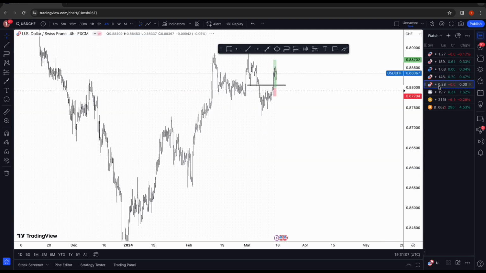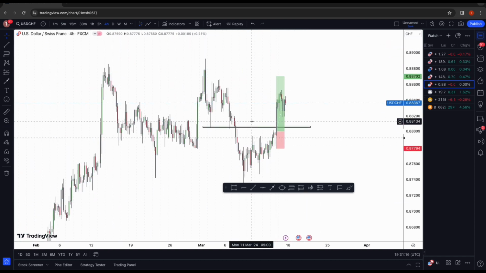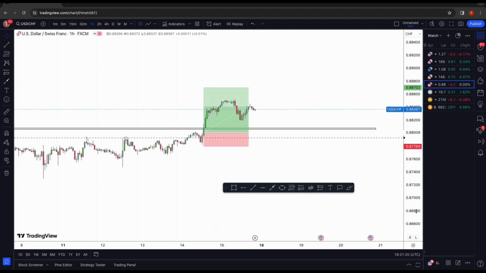Okay, last pair. US Swiss. So this trade I've got put on here was my only trade last week, but it turned out to be a pretty good one.